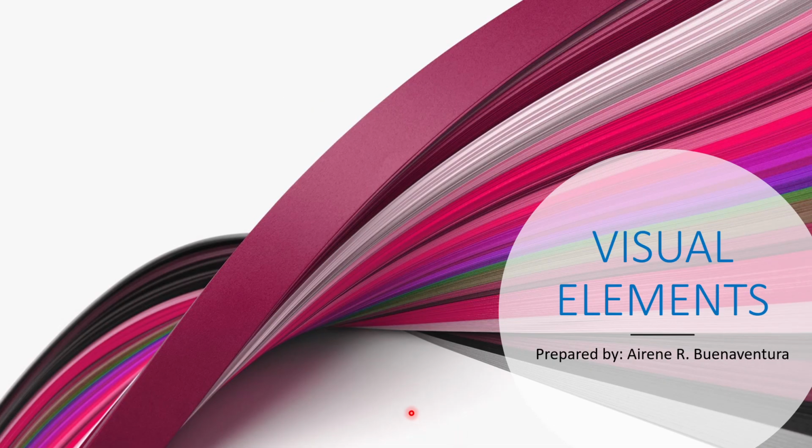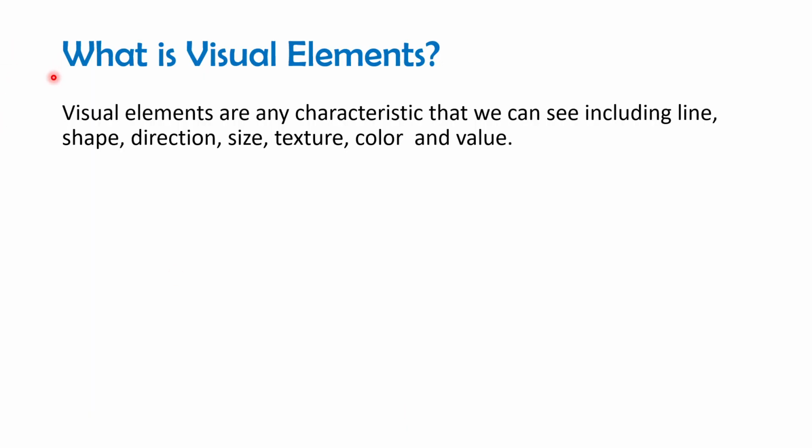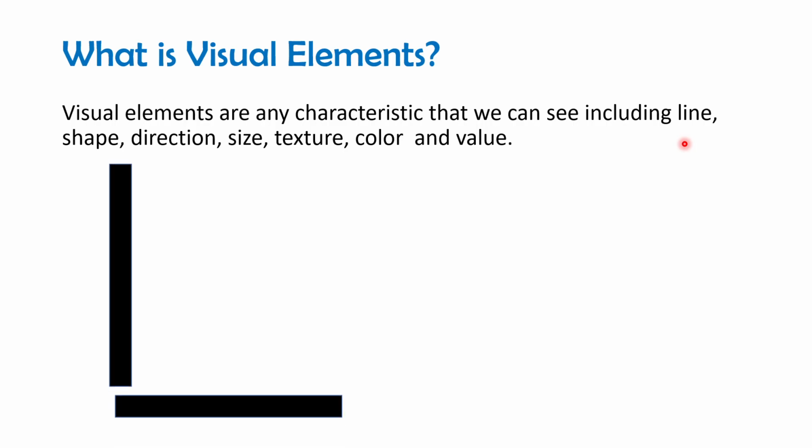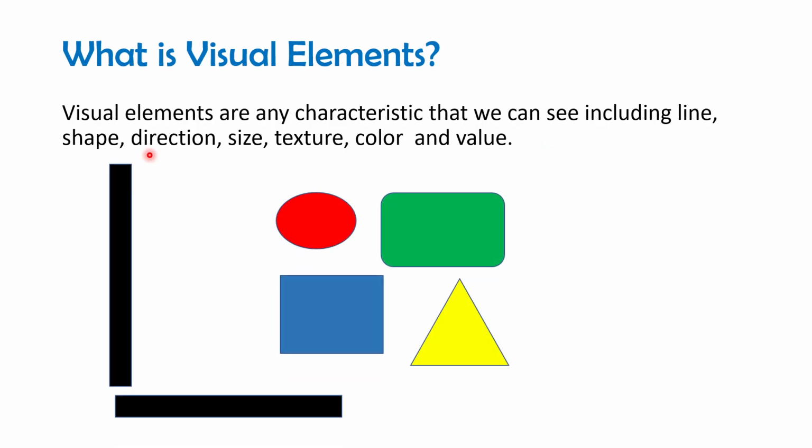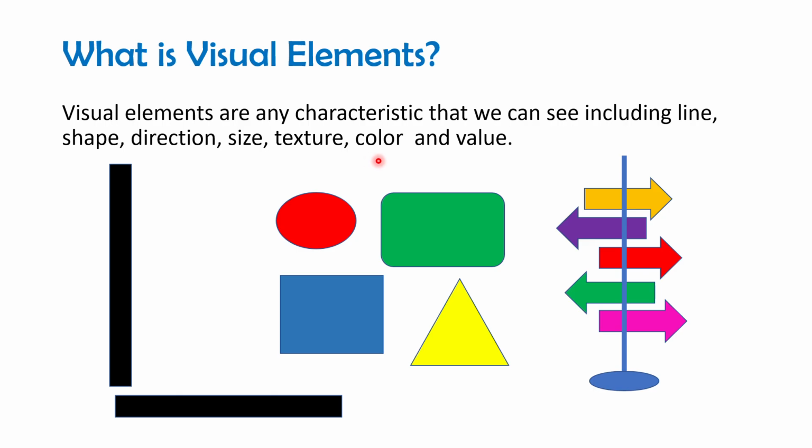Visual elements. What are visual elements? Visual elements are any characteristic that we can see, including line, shape, direction, size, texture, color, and value.